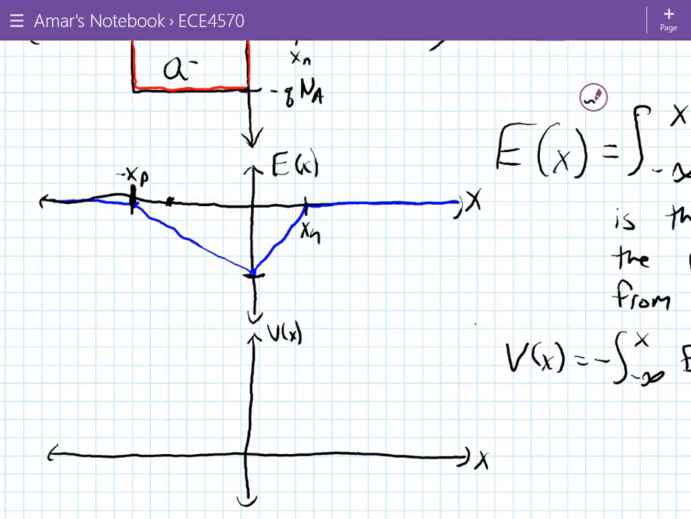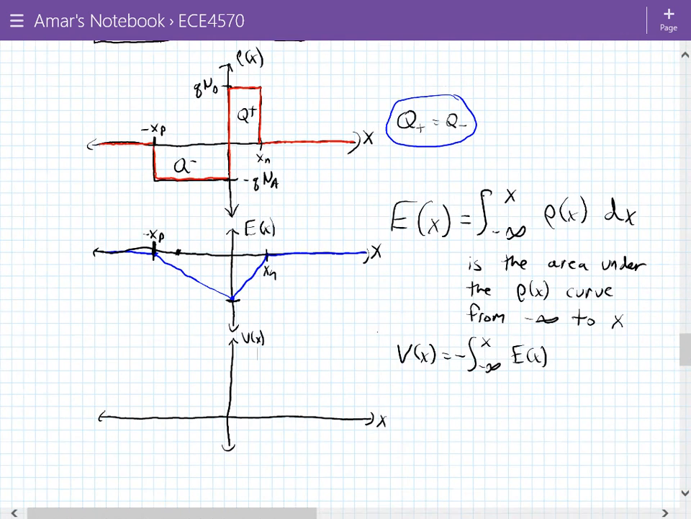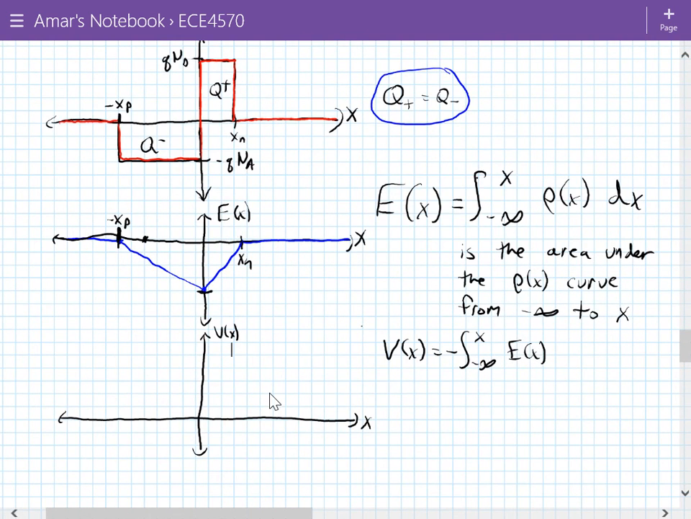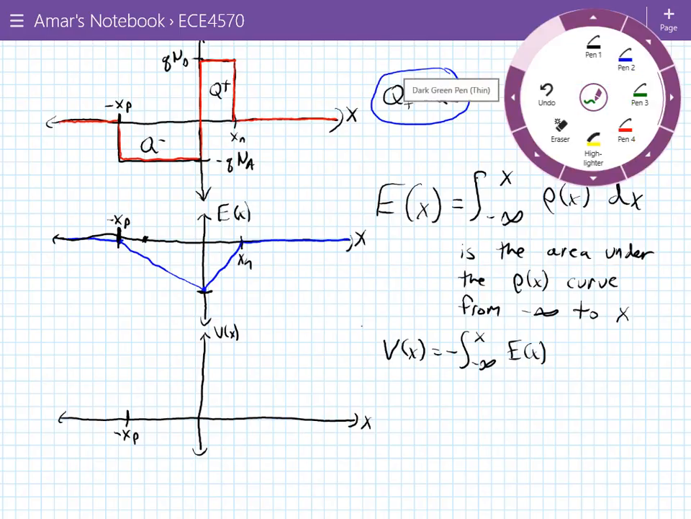Now, we're going to do things in a similar way. We're going to integrate the electric field function. So again, the same thing happens when we're anything beyond negative x sub p. The integral, the area under the curve of E of x is going to be 0 here. So let's draw this. This is going to be 0 here.